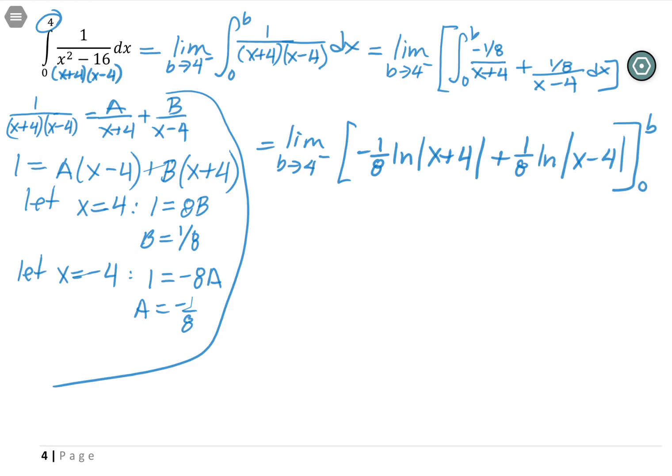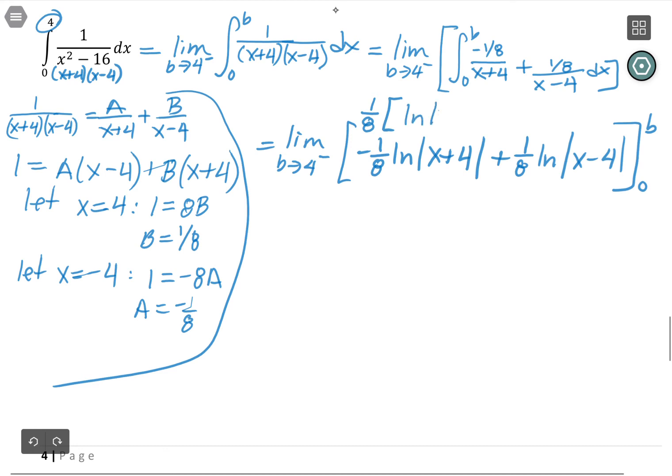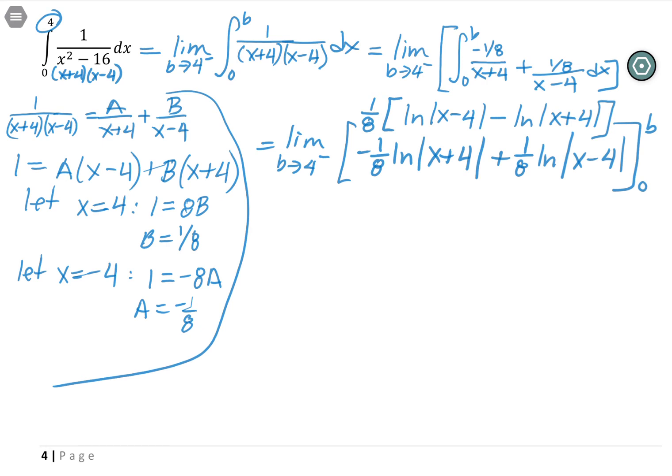I don't know if it's helpful or not helpful. But we could look at this as, if we factor out the 1/8, and I'm going to put the negative 1 last. So we have a natural log of an absolute value of x minus 4, and then minus natural log of the absolute value of x plus 4. I feel like this is going to make it a little easier to spot. We can use the log property again to make that a quotient.